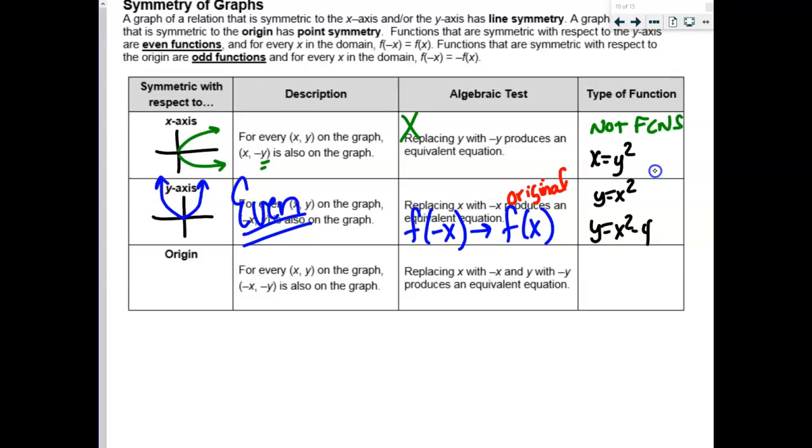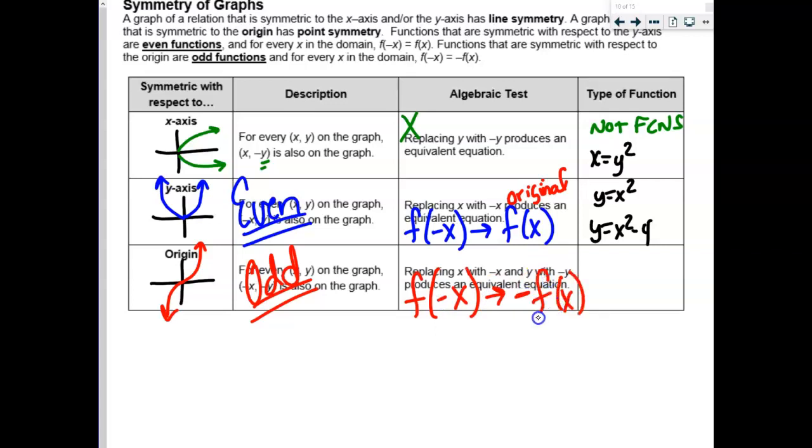All right, and then origin symmetry. I'm not very creative today, so I'm going to draw a very boring cubic function. These functions are known as odd. The algebraic test: if you take your function and plug in negative x, you're going to get out negative f of x, which is just a very fancy way of saying opposite. So whatever your original function was, you're going to get out the exact opposite function if it's odd.